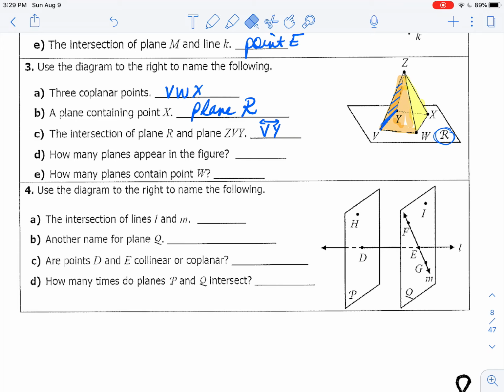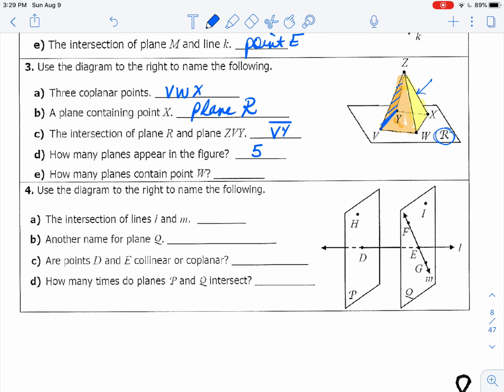Oops, I want to go ahead and take off the arrows because, since it is just a pyramid, this is a line segment, so let's rename it with just a segment on top. How many planes appear in the figure? Well, on this triangular pyramid, we have 4 planes: the yellow, the orange, the striped blue, and the one in the back. And then we also have plane R, so we've got 5 planes.